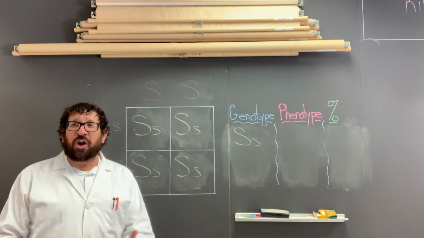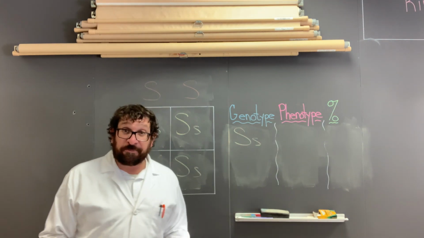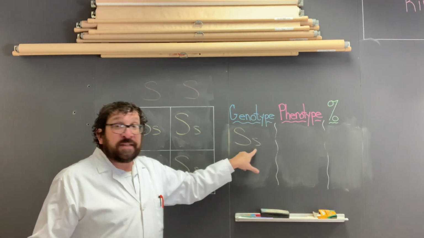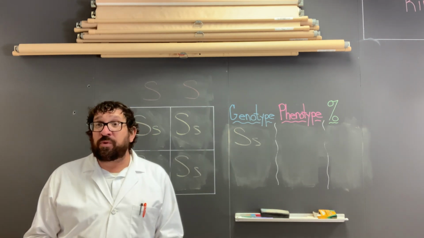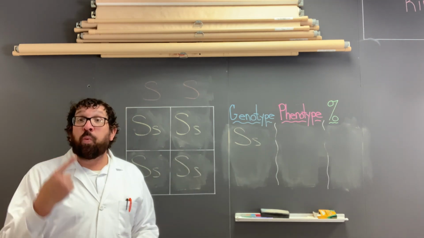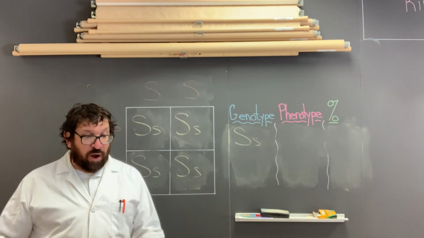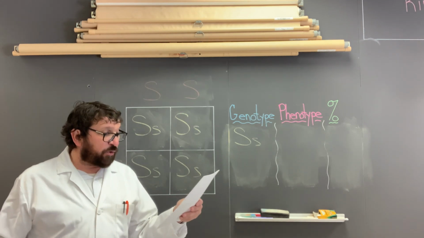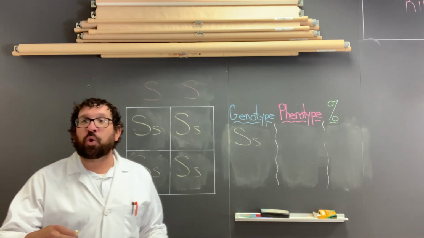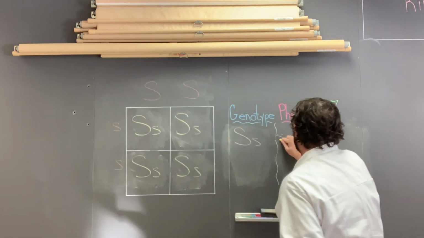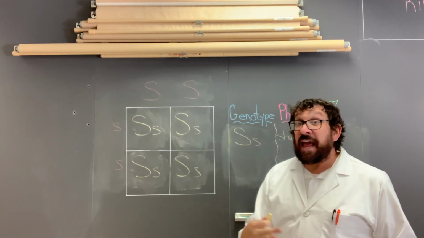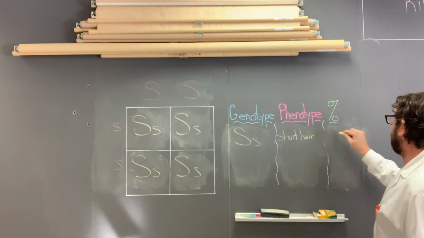Capital S, small s. It's always good to be careful when you're writing these letters to make a distinction between capital and small. Over exaggerate if you need to. And that's it. That's all we have. We've got 1 genotype, which means we're going to have 1 phenotype, and that phenotype is going to be capital S, small s, dominant. Short hair is dominant. And that happens in every box, so it's going to be 100%.